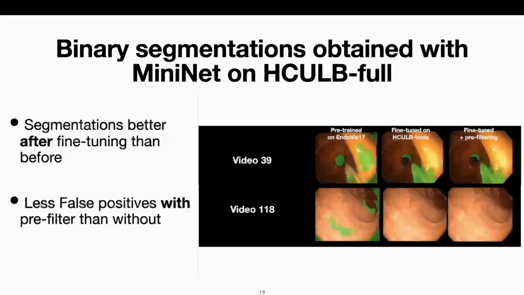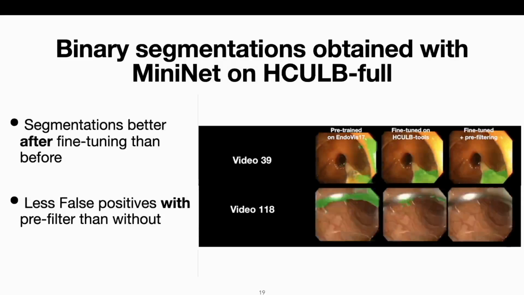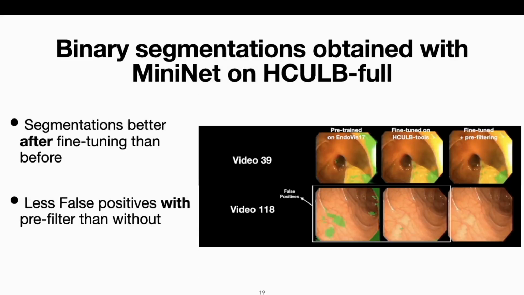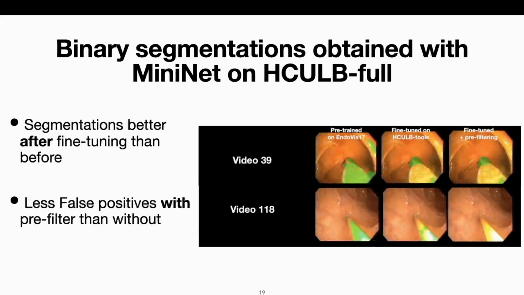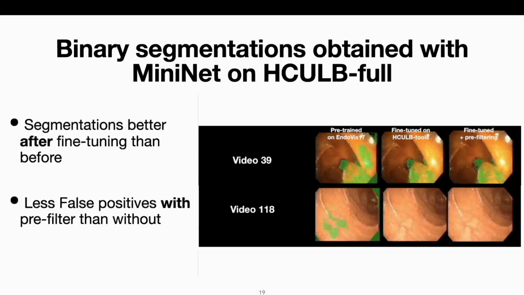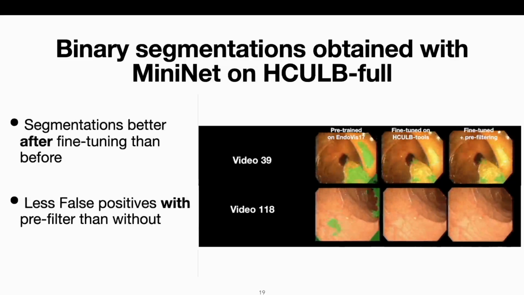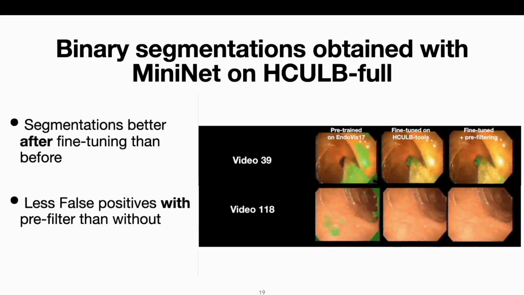The following video shows sequences from the HCULB full dataset segmented using MiniNet. This video shows that fine-tuning the model on the specific dataset makes the segmentation obtained better. We can also see some of the false positives introduced by the model that the classifier manages to remove.